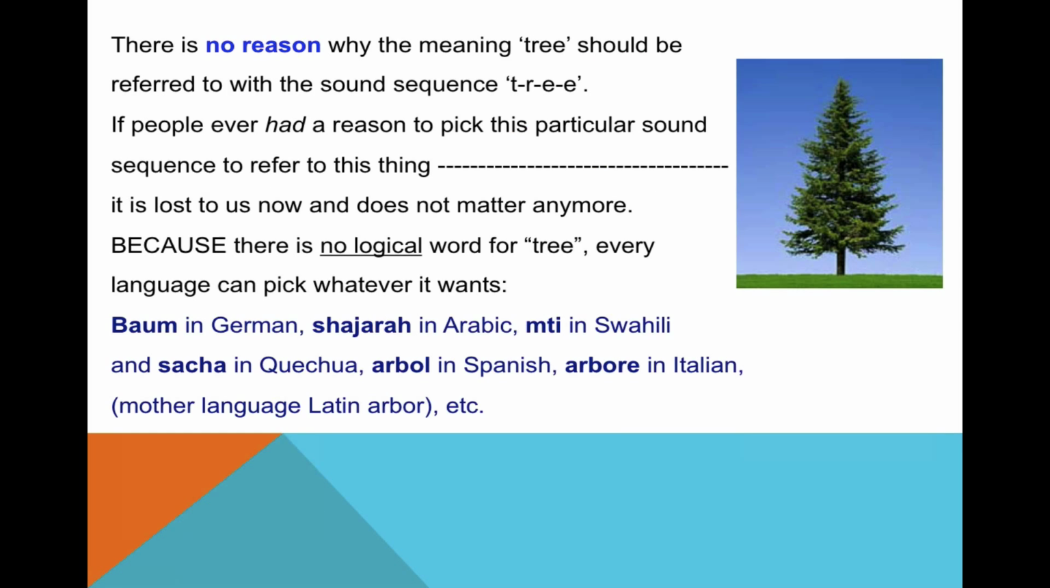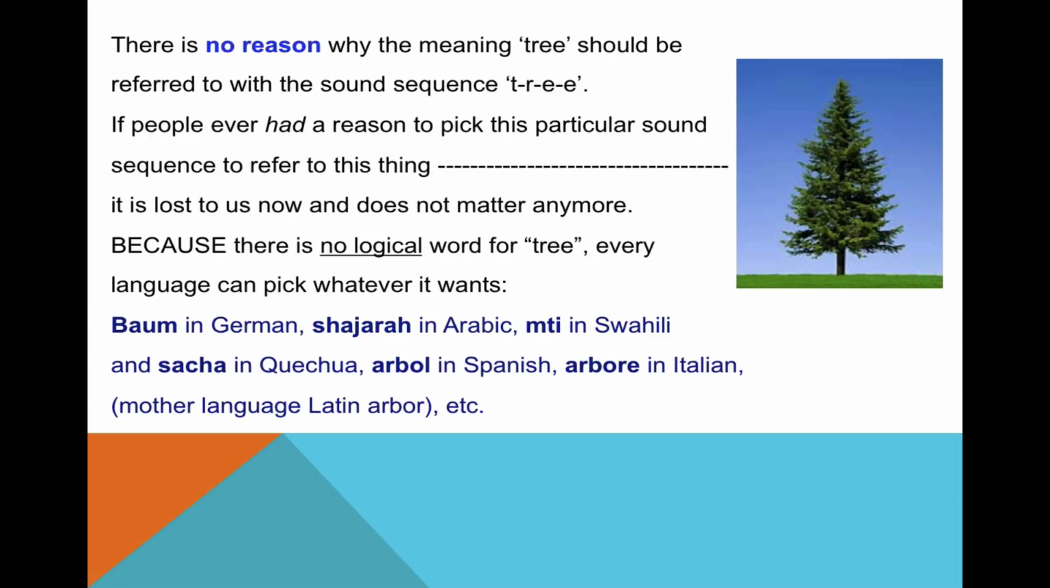So let me take this thought a little bit further. There is no reason in the world why the meaning tree should be referred to with the sound sequence tree. If people ever had a reason to pick this particular sound sequence to refer to this thing, to the tree, it is lost to us now and doesn't matter anymore. You have to assume that people who made up language had some kind of a reason. Whatever their reasoning is, it's lost to us now. It's not like we sit around and ponder, gee, what does the word tree really mean? Okay, because there is no logical word for tree, every language can pick whatever it wants.